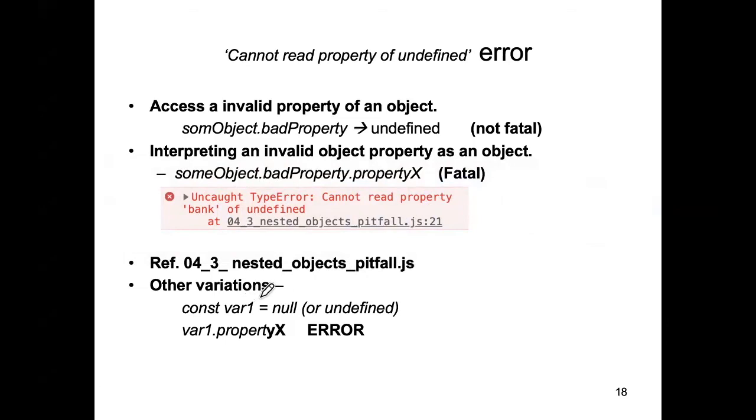Other variations: if I have var1 assigned to null, and then I try var1.property x, it's the same problem. We try to access a key for something that is not an object. Null is not an object.